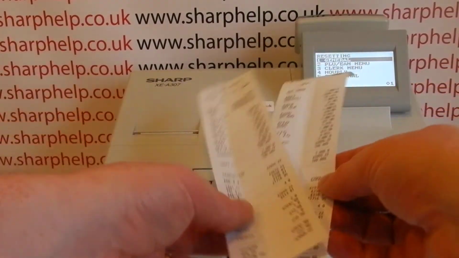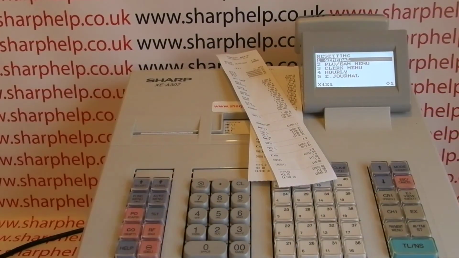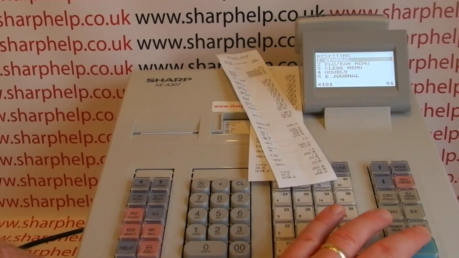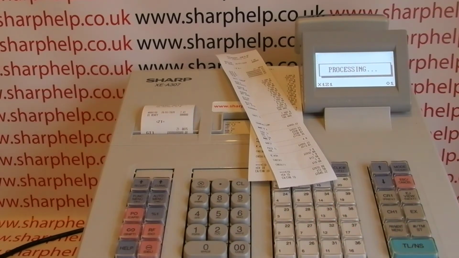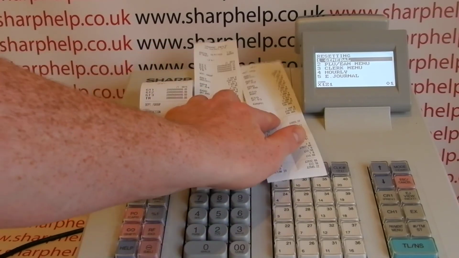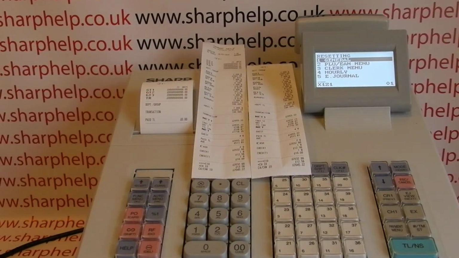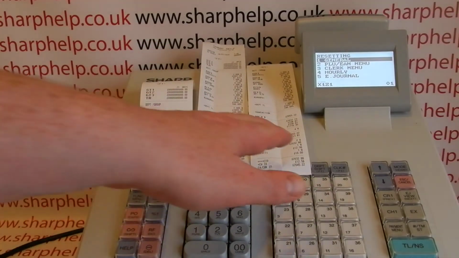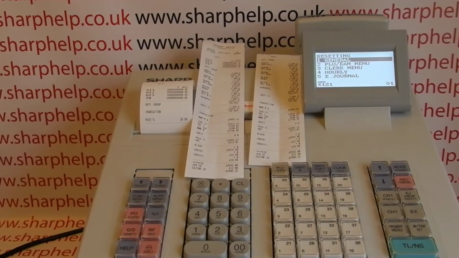The only difference is that my Z report has reset the data, and I can prove this quickly by running another Z1 report. Apart from the grand totals, there's no information on it because I've obviously not run any sales since that Z1 report. The data hasn't disappeared from the till. What's happened is it's moved over into a Z2 file.